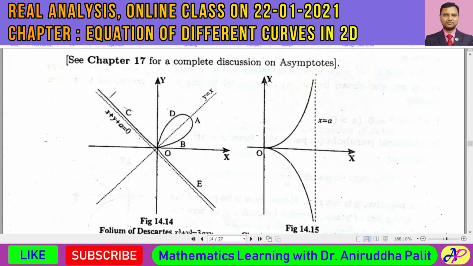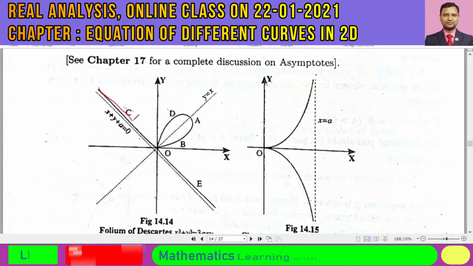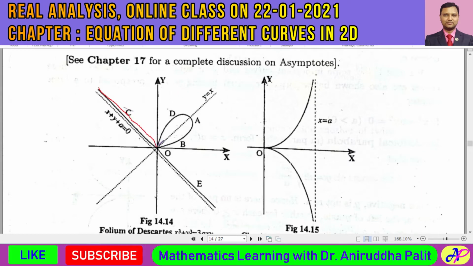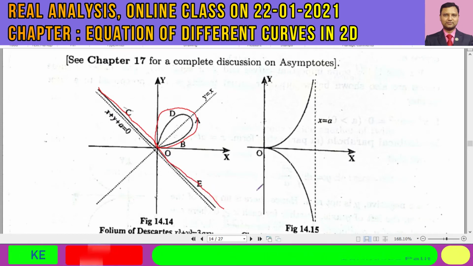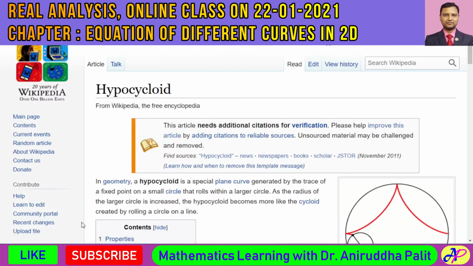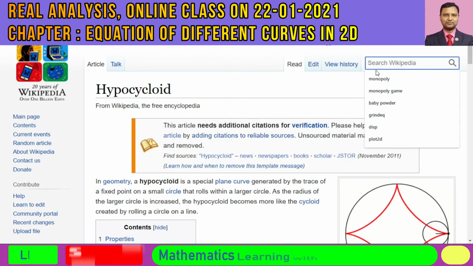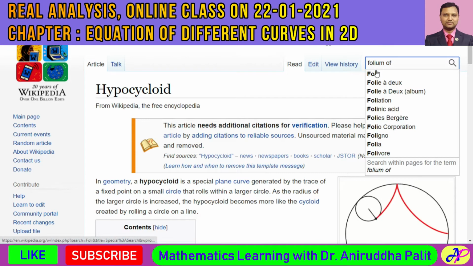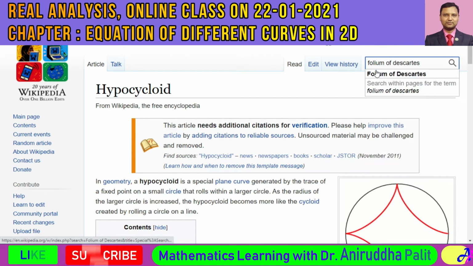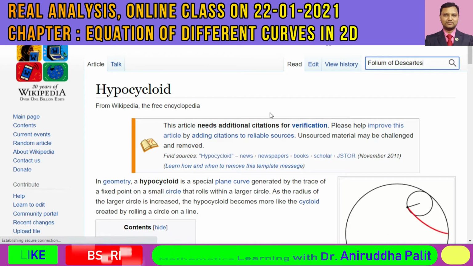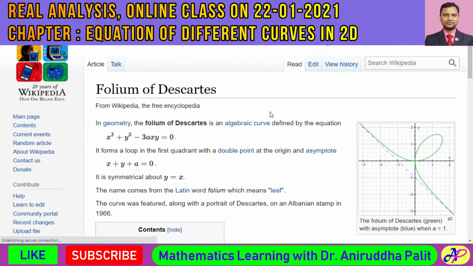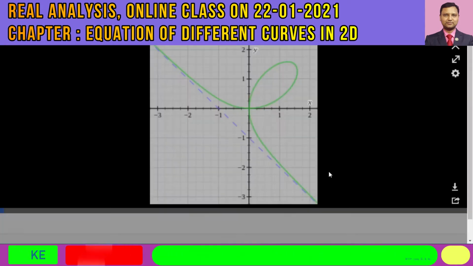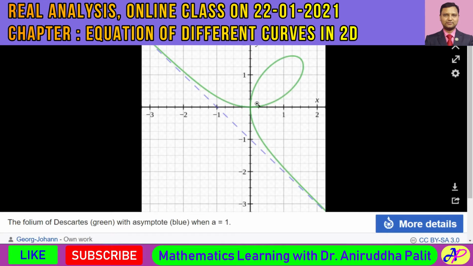You see the curve over here is moving along this direction, and after coming to the center, it is moving along this direction. And after one rotation, it is moving along this direction. This is called the Folium of Descartes. You can search over here for the Folium of Descartes, and you would get this kind of curve. You see this green curve. This is the Folium of Descartes.